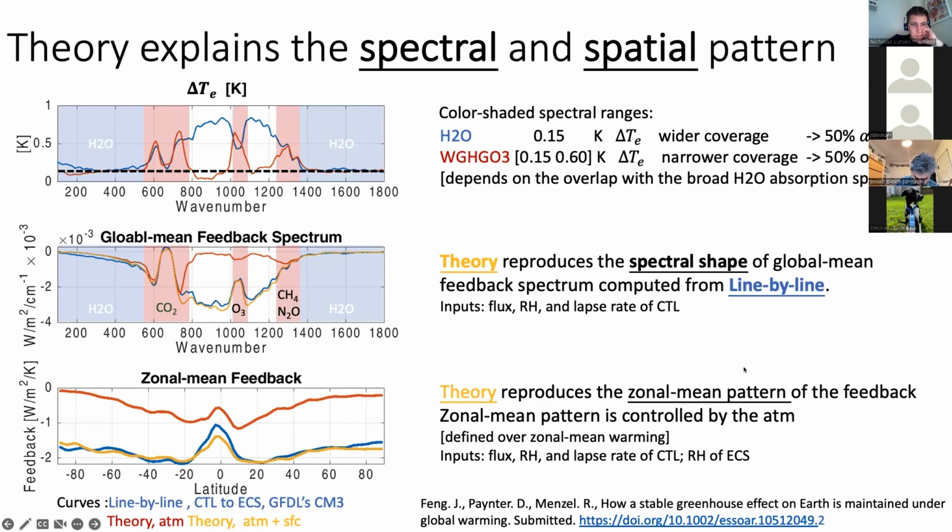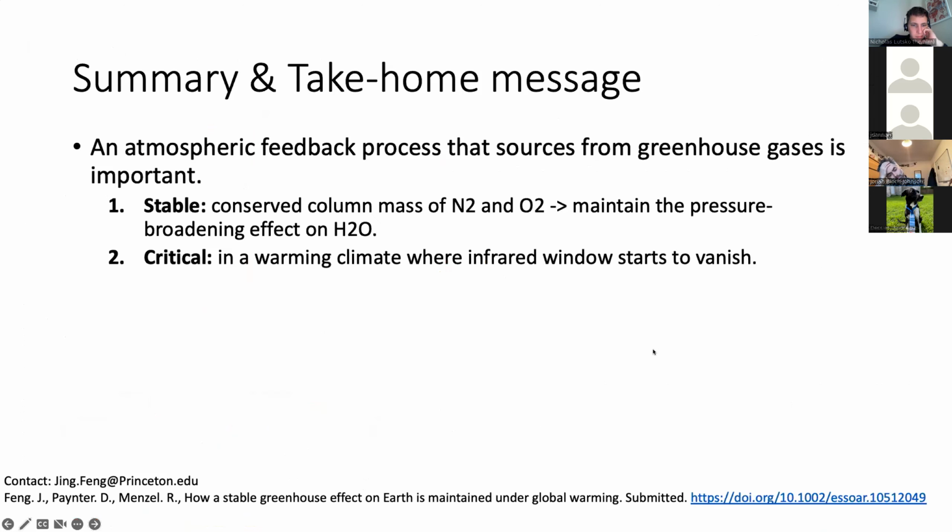We also found that after spectral integration, the theory explained the spatial pattern of clear sky longwave feedback quite well. It reproduced the more stabilizing clear sky longwave feedback from poles to subtropics and the less stabilizing feedback from the subtropics to tropics that are driven by relative humidity changes. And the key message here is that the zonal mean shape of the feedback is dominantly controlled by the atmospheric term that we have addressed in this study.